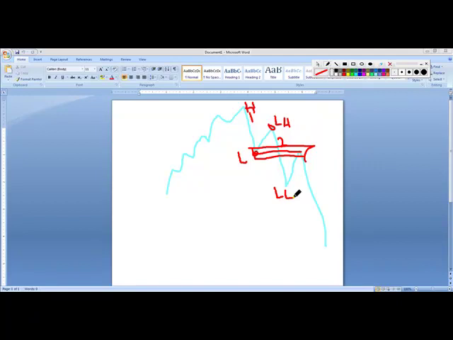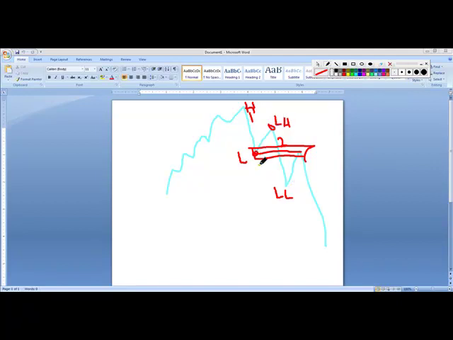So we have to be patient. Our work is to be patient. Most times we lose money because we are not patient. Allow the market to give you this structure to confirm the direction of the trend. If it's a downtrend, you must have a high, a low, a lower high, and a lower low.